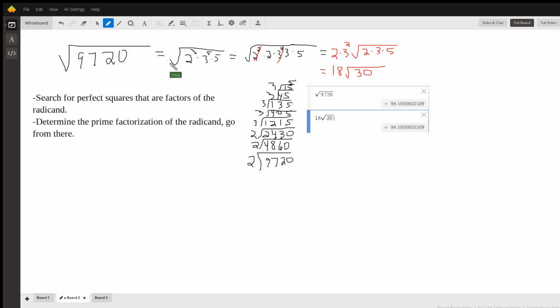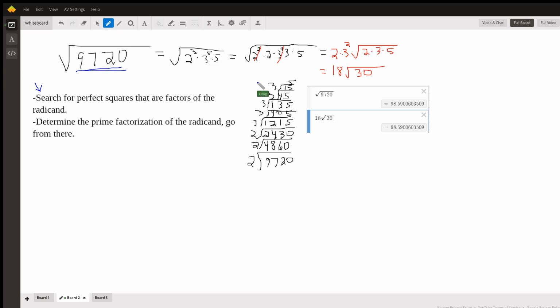Now, when we're talking about simplifying a radical expression where we have a number under here, there's basically two ways. Search for perfect squares that are factors of the radicand. And after you've done a lot of these problems, this probably is the easiest method. You just start to recognize them right away because you've done them so many times. But until you get good at that, or if the number is a big one like this one, I would determine the prime factorization of the radicand and then go from there.